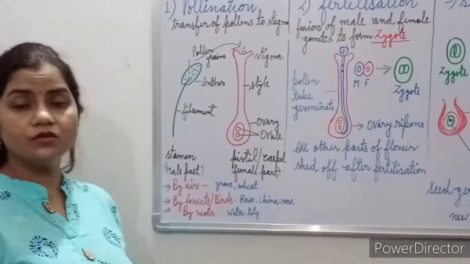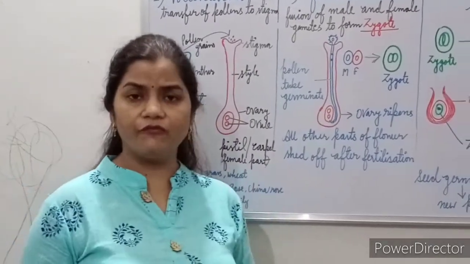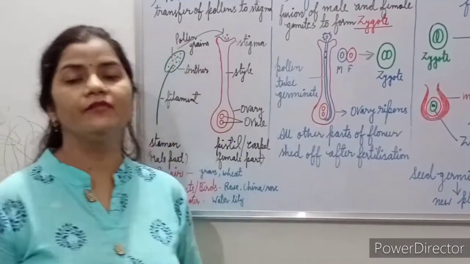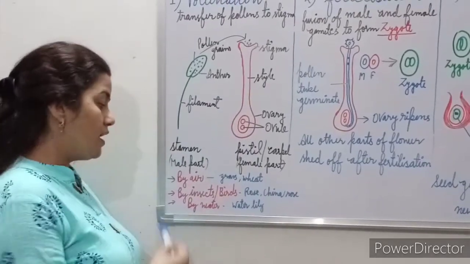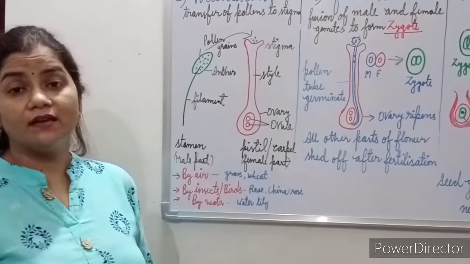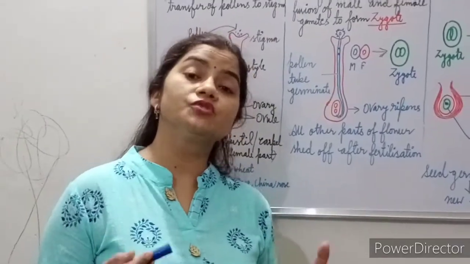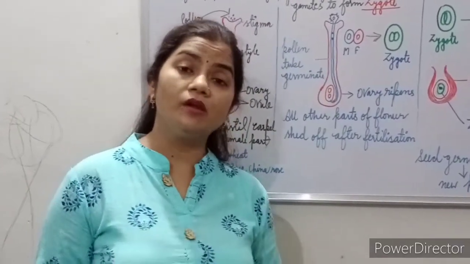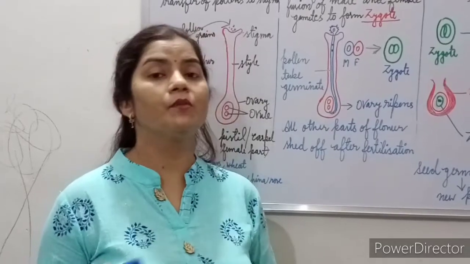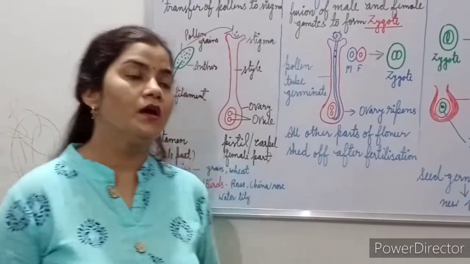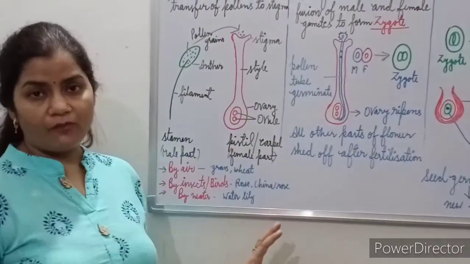For example, rose, China rose, and a few other plants in which this type of pollination is done. The next pollinating agent can be water. Those plants which are aquatic, or those plants which grow near a water body, their pollen grains are transferred with the help of water, like water lily. Okay, so this is the method of pollination.